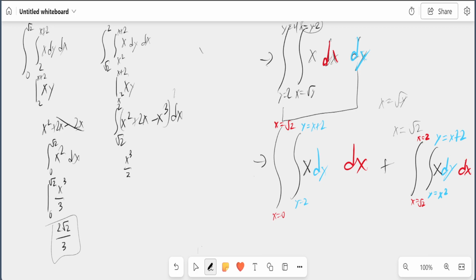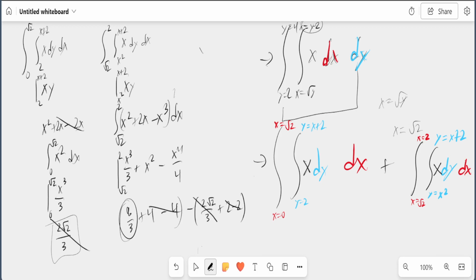So that's x cubed over 3 plus x squared minus x to the 4th over 4 from root 2 to 2. So that's 8/3 plus 4 minus 16 over 4, minus 2 root 2 over 3 plus 2 minus 2, I think. So then those cancel out, that cancels with that, so you're left with 8/3. That is not right, is it? Did I mess something up? Probably did. Hold on.